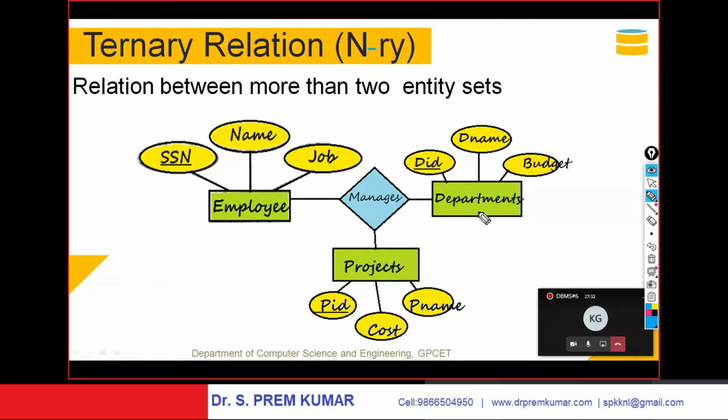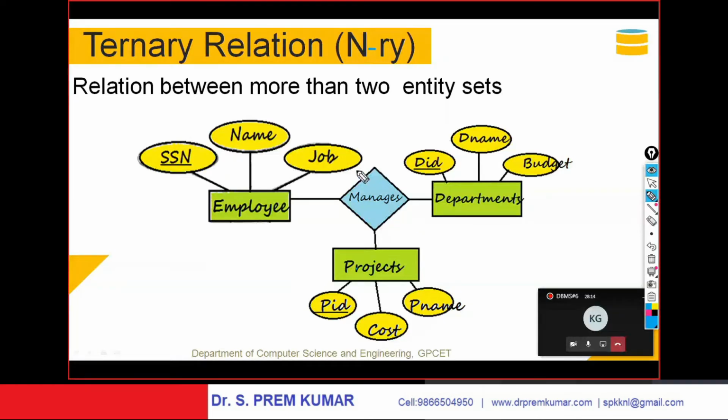Employees are managing departments. There are various employees who are managing departments. And these departments and employees are working on some projects. They are executing some projects. Employees are working for some departments, and the duty of employees and departments is to execute mega projects. Employee is identified by employee number, name and job. Departments are identified by department ID, department name and budget. And projects are identified by project ID, cost of the project and project name.